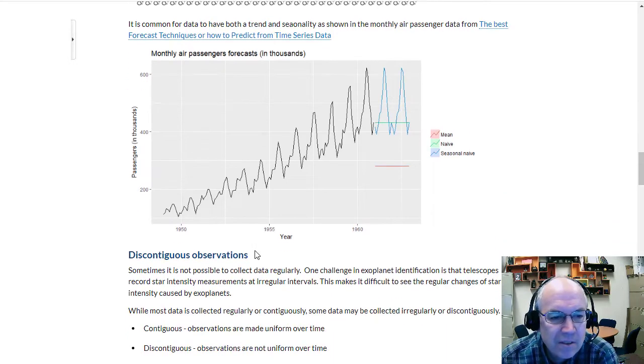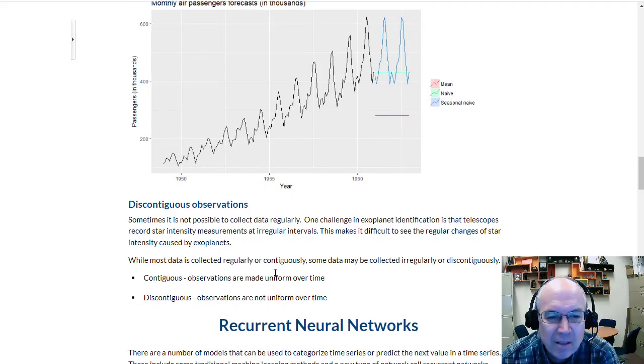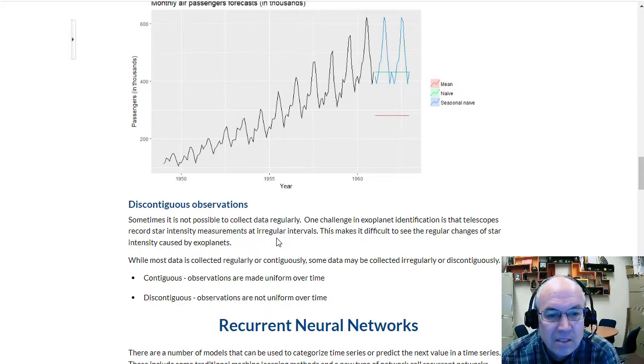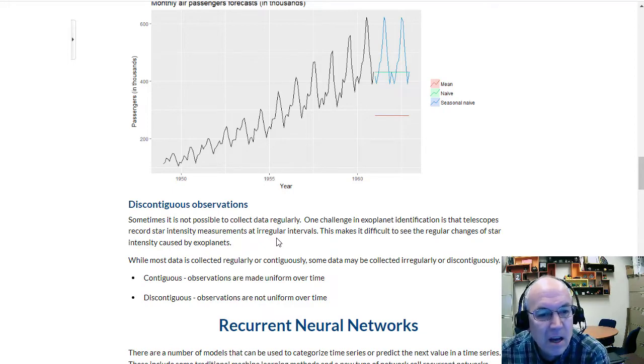Another challenge we have sometimes is discontiguous observations. We don't maybe have regular data all the time. Sometimes this doesn't cause problems, like in the financial markets. They might be closed on the weekends and stuff like that, and you can just look at the data without that. It's not like the data is missing, it's just that there isn't any data, because the markets were closed. So sometimes you can just ignore missing or irregular or discontinuous data.